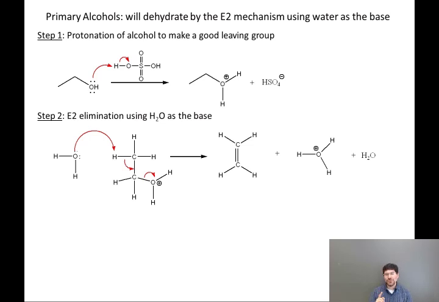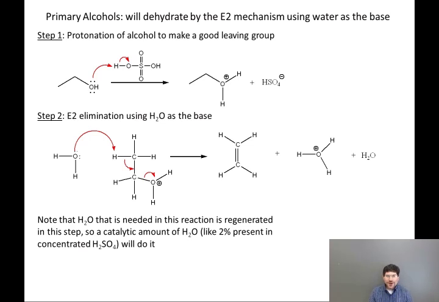So in this reaction, we generate a molecule of H3O+, we generate a molecule of water, as it is a dehydration reaction. And once again, just like in the E1 reaction that we looked at for a tertiary alcohol, when we start with sulfuric acid, we are actually generating a weaker acid, H3O+, than we did in the beginning.